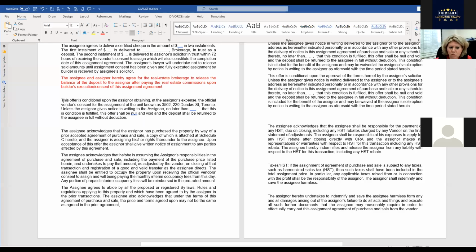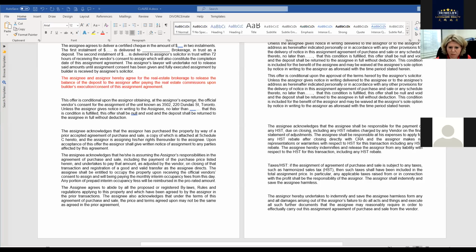Then in Schedule A, you want to write that the offer is conditional upon the assignor obtaining the official vendor's consent. Sure, it's very important that you write that the assignor has to get the consent, as well as that the assignor will pay the fees. Guys, there are fees to get the builder's consent. The fees are between 5 to 50,000.